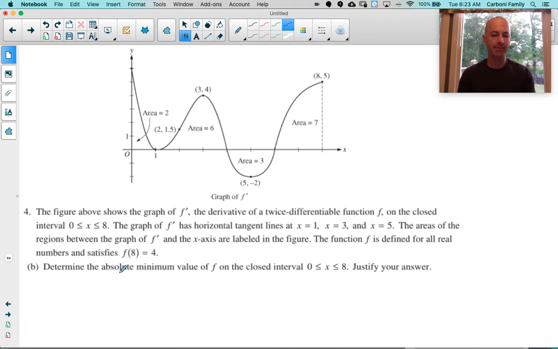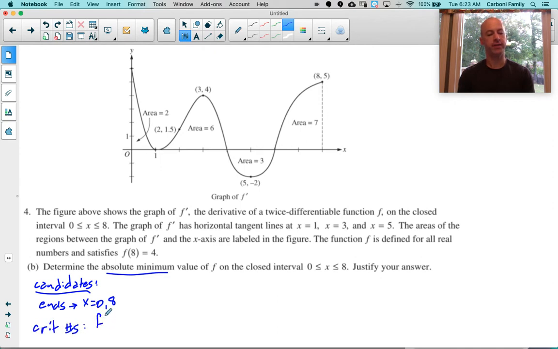Determine the absolute minimum. Okay, now that's different. Absolute, you have to consider endpoints also. We're going from 0 to 8. So my candidates, you want to list the candidates first. Sometimes they give you points just for listing your candidates. An absolute minimum can occur at the endpoints, which is x equals 0 and 8. They can occur at critical numbers also.